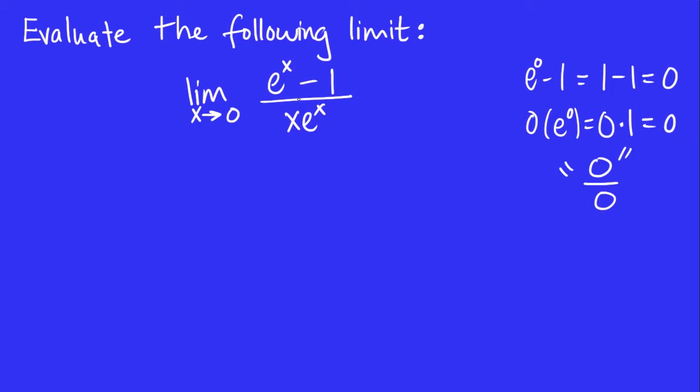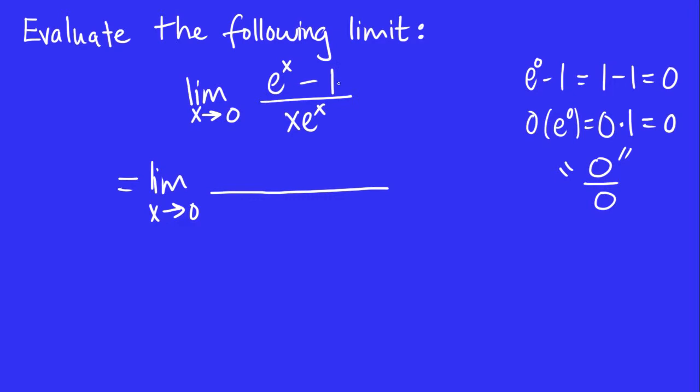So we could do L'Hopital's rule. Now, there's a little trick here, but I'm not going to say it right away. There's a way we can save ourselves a little bit of time, but I'll tell you that later. Let's do it the long way first. So since it's 0 over 0, we are allowed to use L'Hopital's rule, so let's do that.